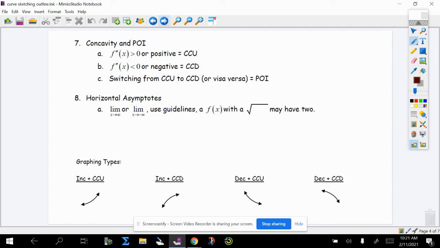And then finally, the last piece of all of this is what we did last section, which is now we can look at end behavior, which comes from horizontal asymptotes. Horizontal asymptotes are created by taking a limit going to either positive or negative infinity. We use the guidelines that we discussed, and we find if it has any horizontal asymptotes. If it has a square root, it has the potential of having more than one, having two horizontal asymptotes.